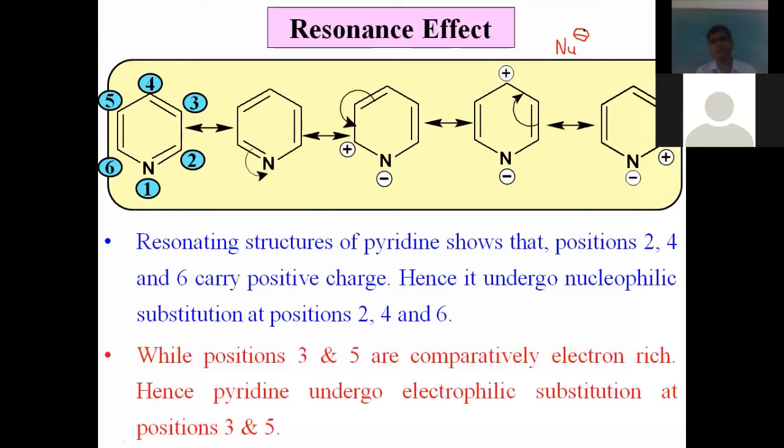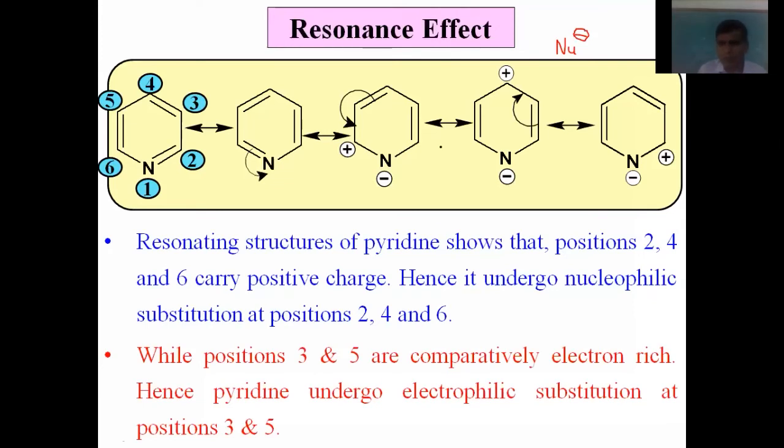Now let us see one more conclusion. What about the remaining positions? The remaining ones are positions 3 and 5. What about 3 and 5? Those positions do not have a positive charge. Therefore, comparatively, those positions are electron rich, and hence an electrophile can easily attack the pyridine at positions 3 and 5.